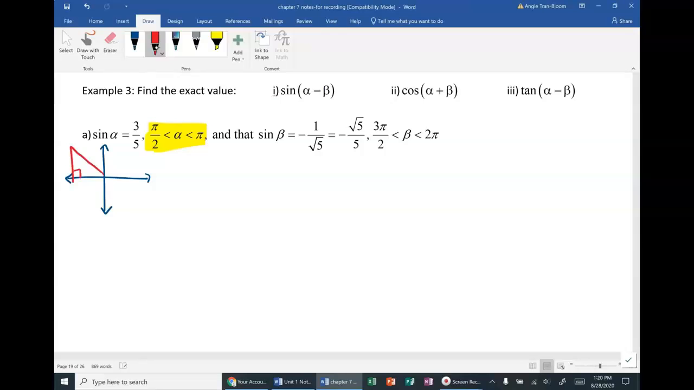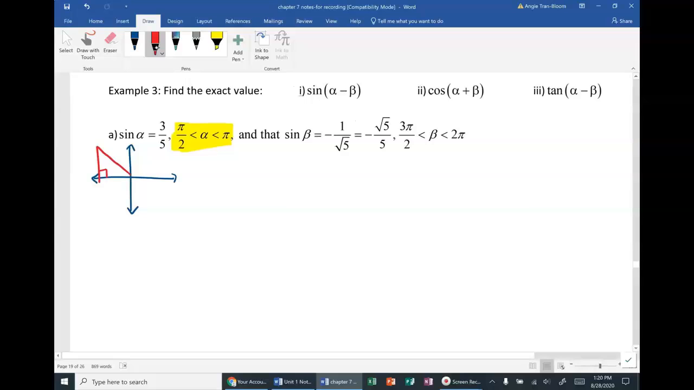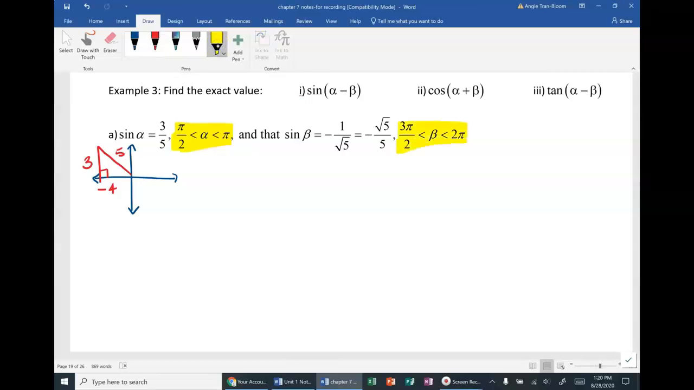If we know alpha is in quad 2, we can fill out all the measurements of your right triangle. Sine of alpha is going to be opposite over hypotenuse. So this looks like a 3, 4, 5, except in quad 2, x is negative. Now let's move on to beta. They give you sine of beta is negative 1 over rad 5, which can be simplified as negative rad 5 over 5. And again, pay attention to these right here.